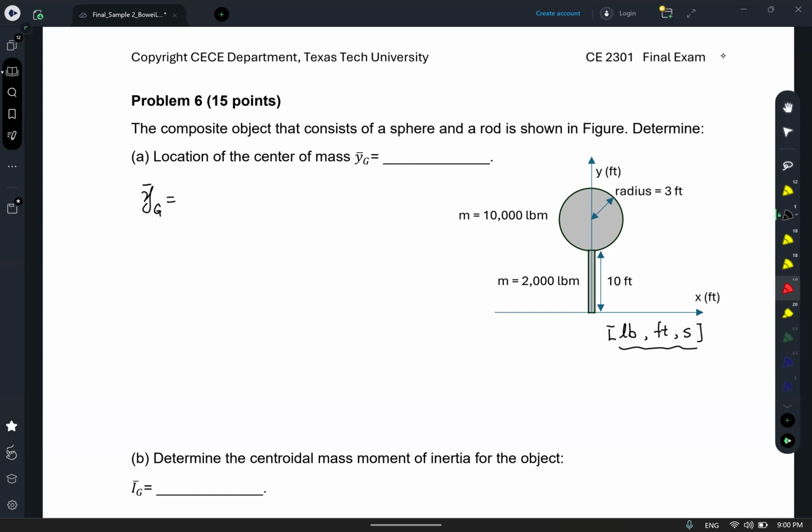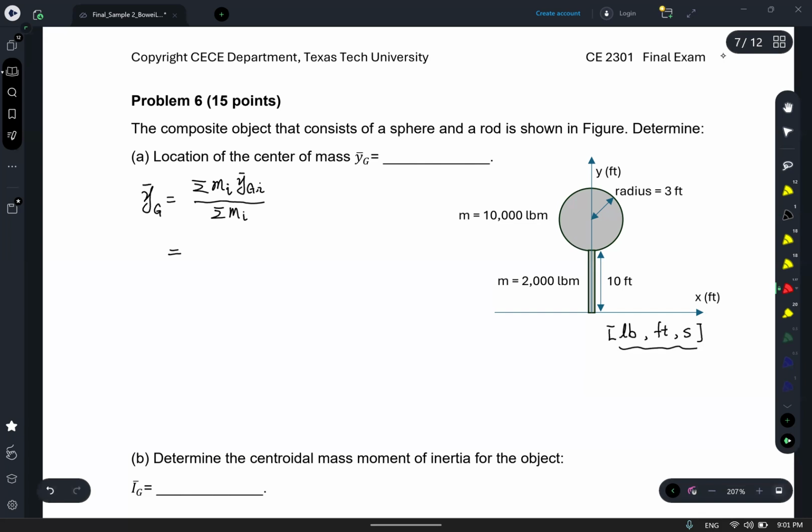So the center of mass y bar G equals the weighted average: m i is the mass of the i-th part of the composite object, times y bar G i, which is the location of the center of mass of each part, divided by the total mass. Now, we see that the object is composed of two parts: the rod and the sphere. Please note, it is a sphere, not a circular plate, so it will determine which formula we are going to use in the second part of the problem.